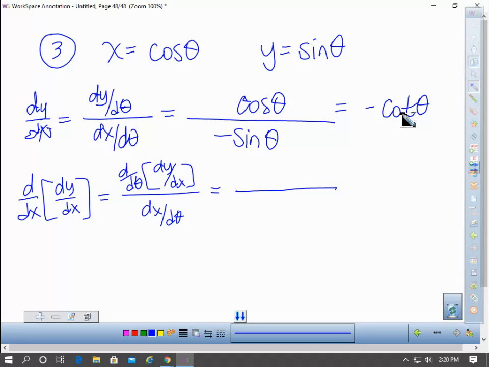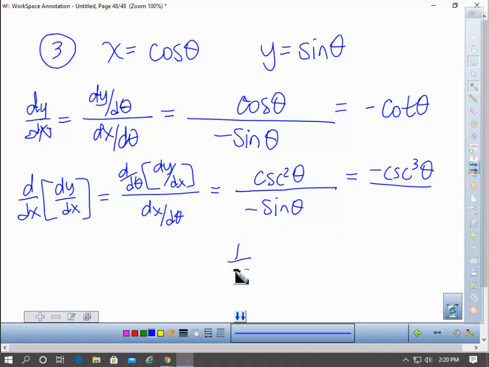The derivative of cotangent is negative cosecant squared. I've already got a negative, so the negatives are going to cancel. That's going to be positive cosecant squared theta. And then we want to divide it by the derivative of the x parametric equation in terms of theta. The derivative of cosine again is negative sine. So now I can put this together, because 1 over sine is cosecant.